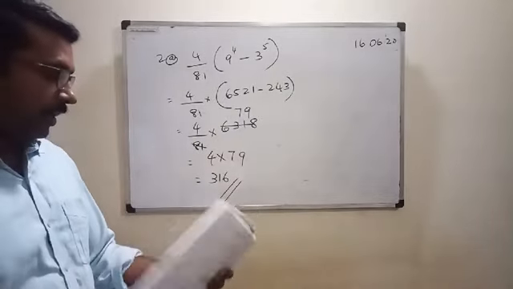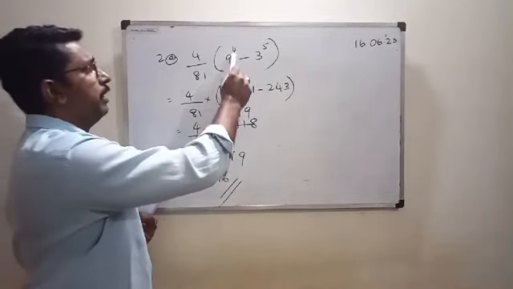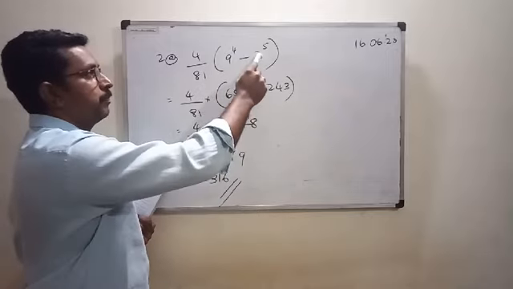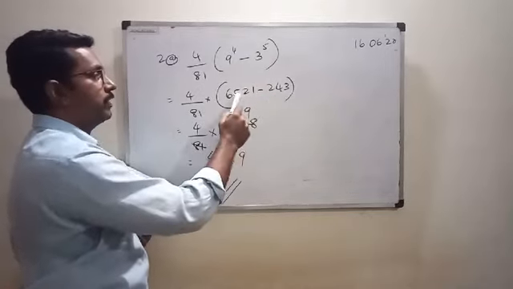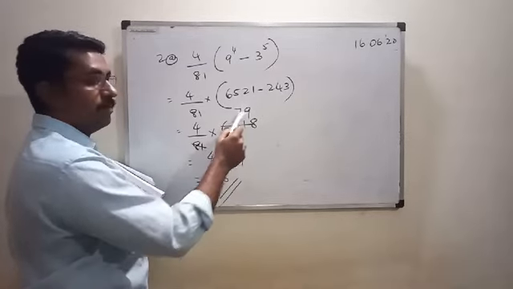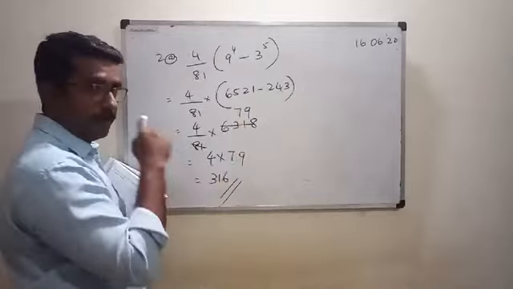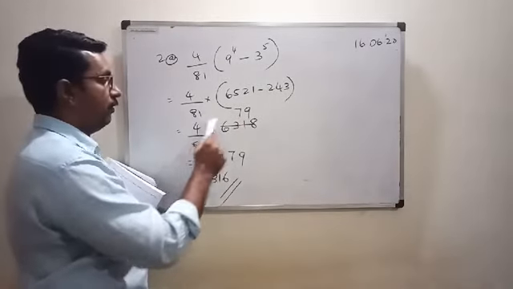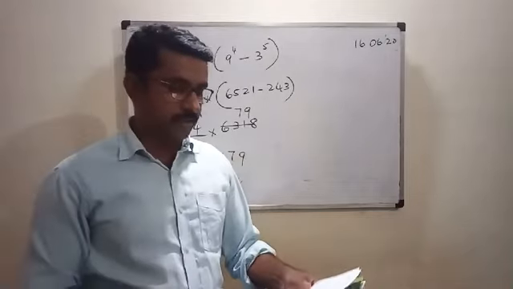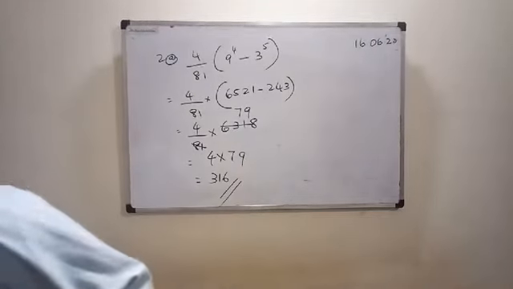So what I did here, I expanded 9 to the power 4. You find the value of 9 to the power 4, 6561. 3 to the power 5 is 243. You subtracted these two, you got the answer 6318. Both the numbers are divisible by 9, or directly you divide by 81 also, no problem. Then 4 into 79, you got the answer 316. That is the answer. Now let us see 2C.